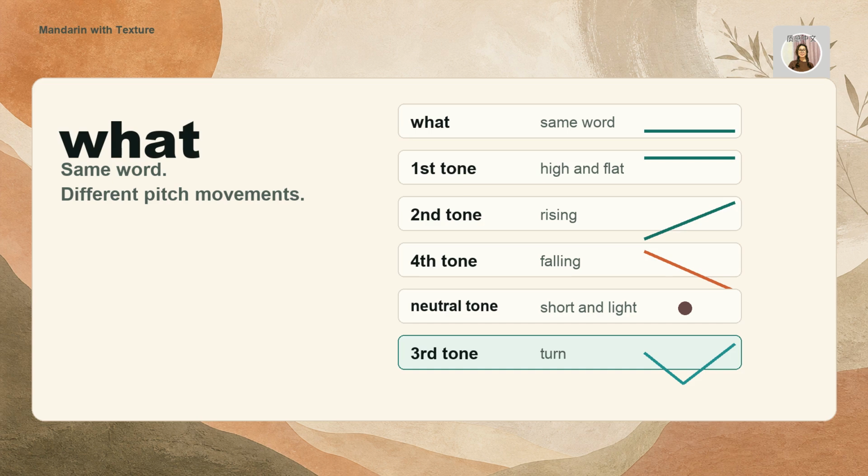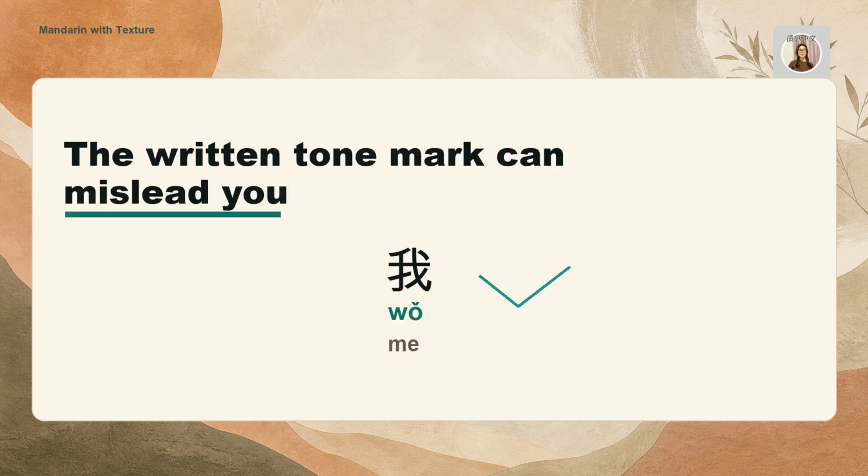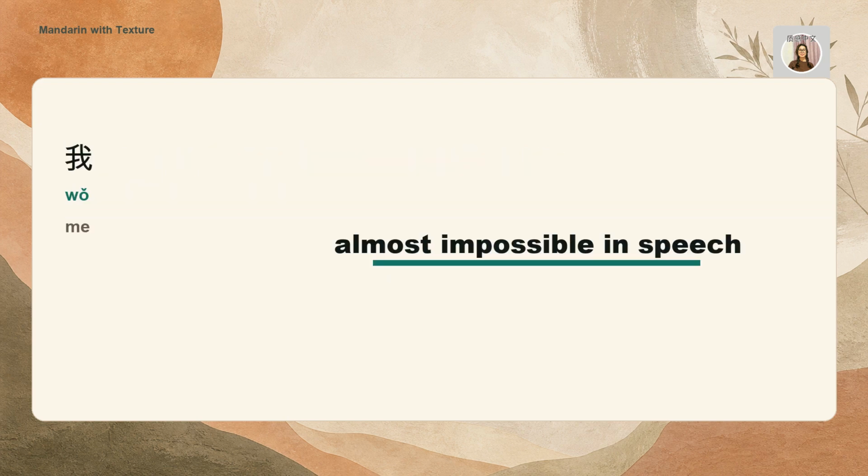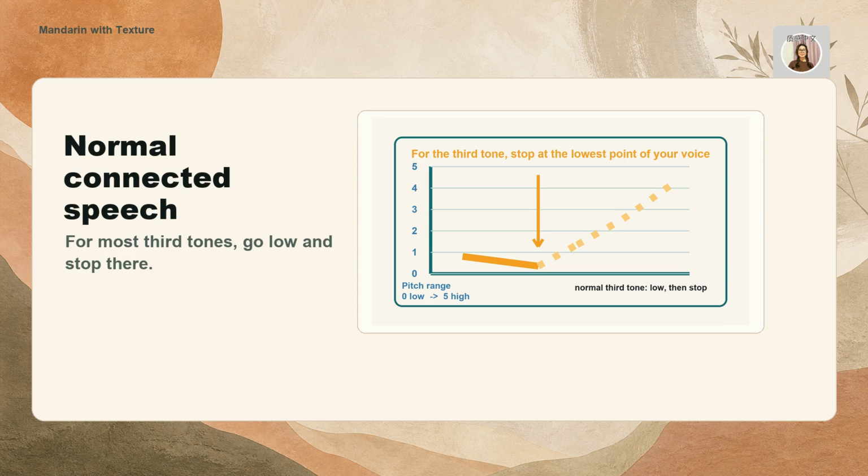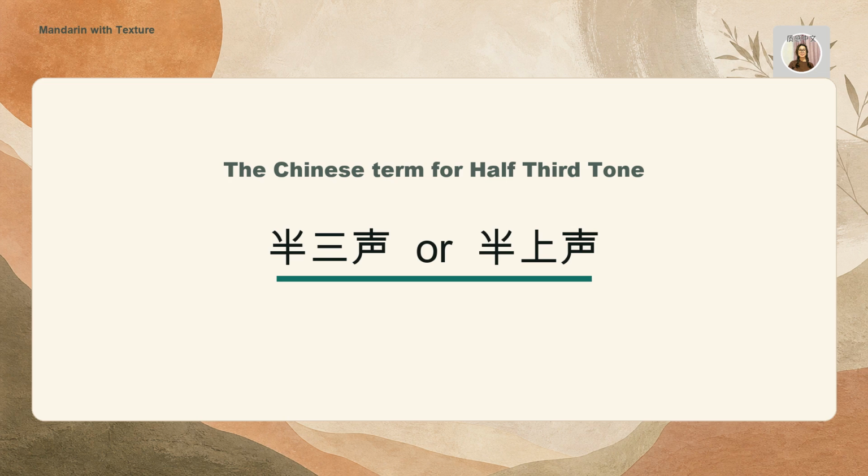There is another problem. The written tone mark can be misleading. The third tone mark looks like a little check mark. So when learners say it, they often try to pronounce the whole fall and rise shape like this, 我. But in normal connected speech, a regular third tone is usually not pronounced as a full check mark. Most of the time, you only pronounce the first part: low, then a little lower, and short. That is the normal third tone in real Mandarin speech. Some textbooks call this the half third tone.